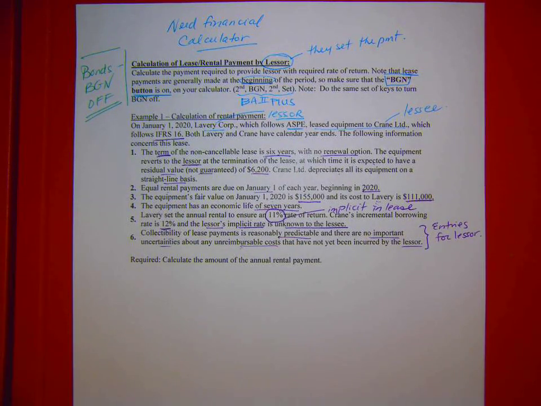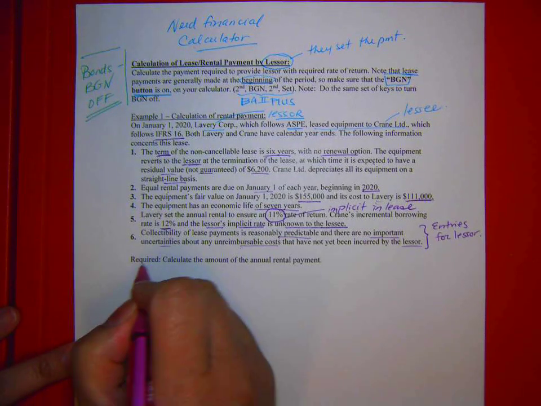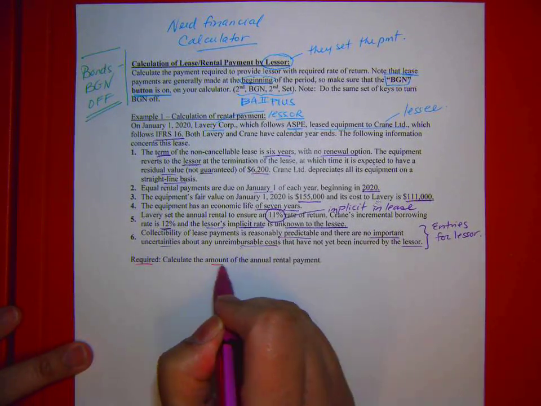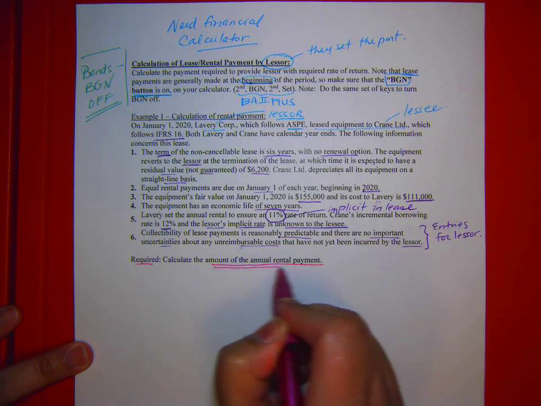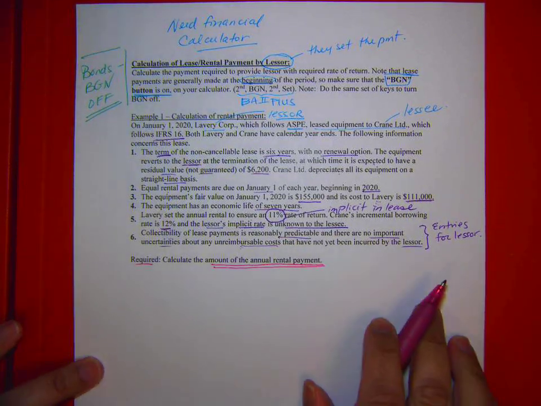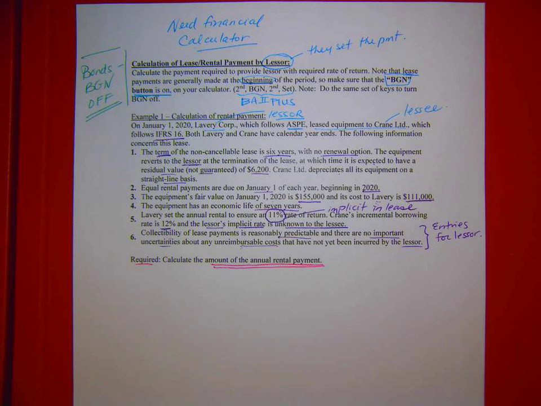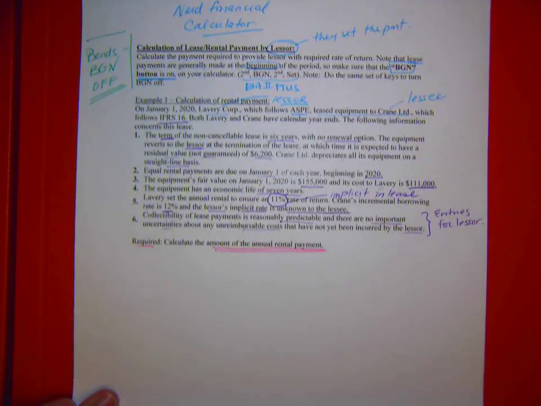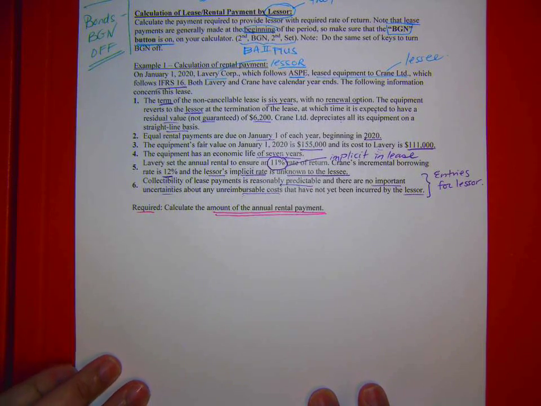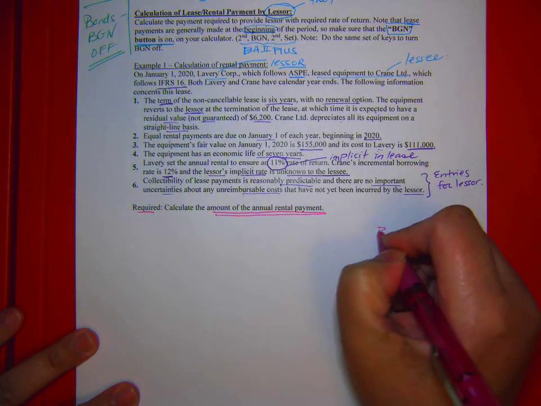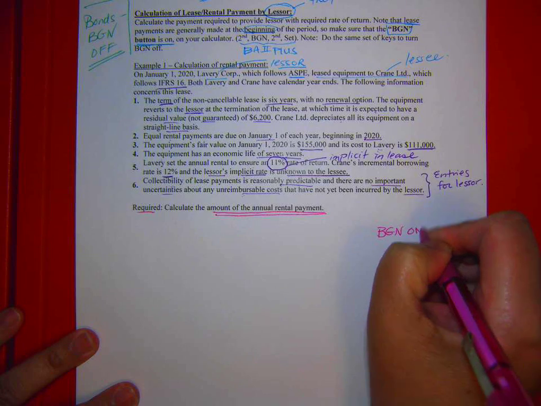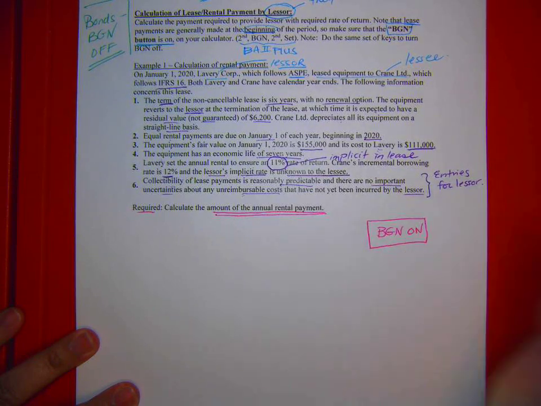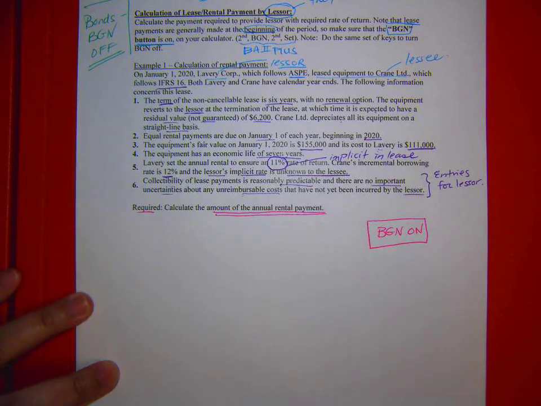Okay, so that's just a typical lease question. Now, what they want is calculate the amount of the annual rental payment, because they didn't tell us what it is. So we're going to do that using our calculator. So make sure you put BGN on. And why is that? Because it's at the beginning. The payments are at the beginning of the year.